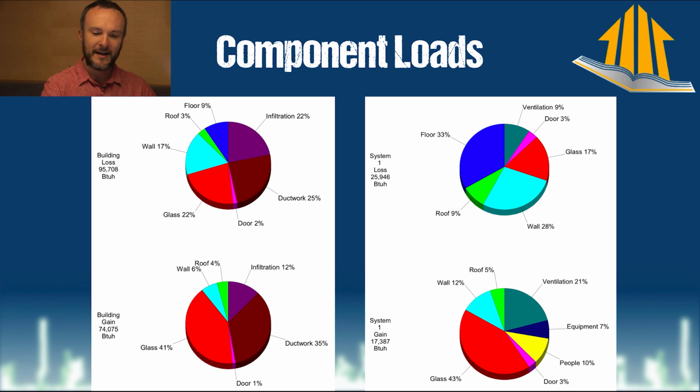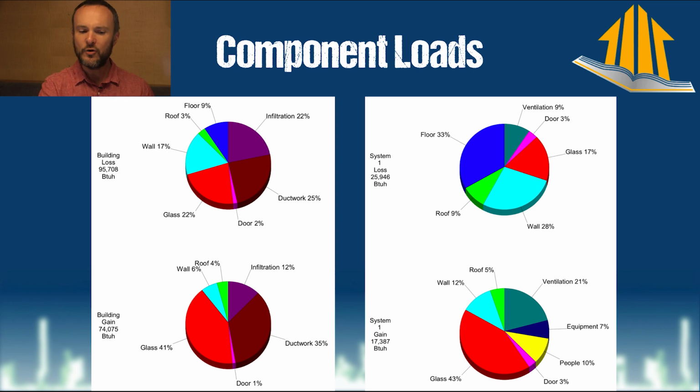Infiltration is 22% of my loss in the winter, 12% of my gain in the summer. That's a pretty leaky building. That's typical. Walls, you can see. Roof, you can see grows a tiny bit in the summertime. The ductwork becomes a big deal. I can tell by this graph that the ductwork is in the attic or in a crawl space, but I don't see floors on this list either. So floors is like 9% in the wintertime.